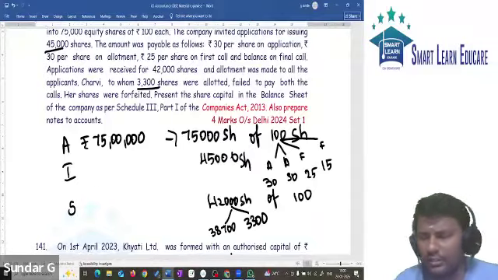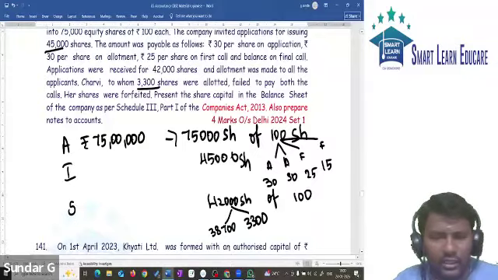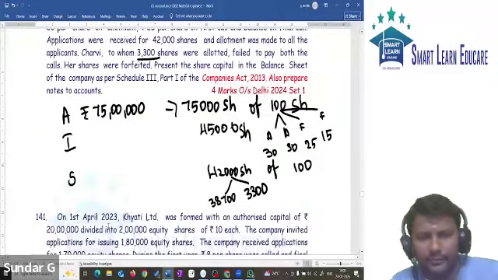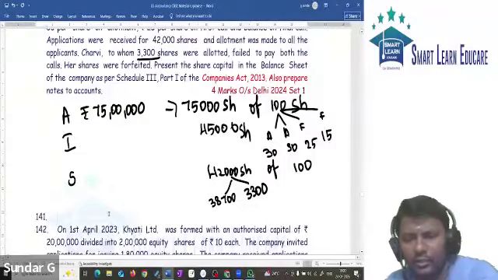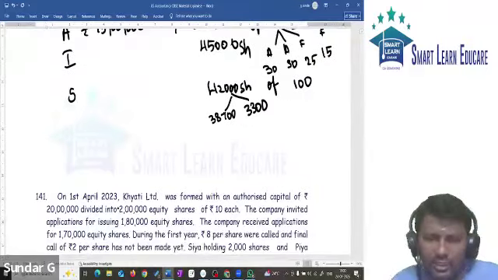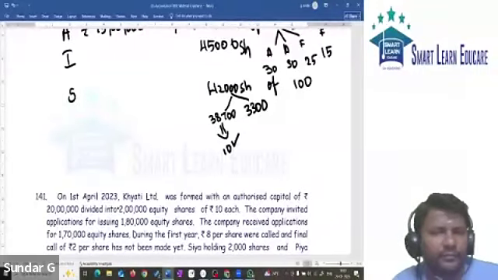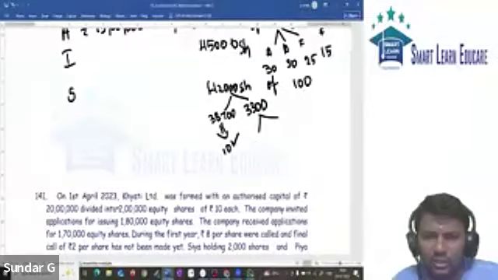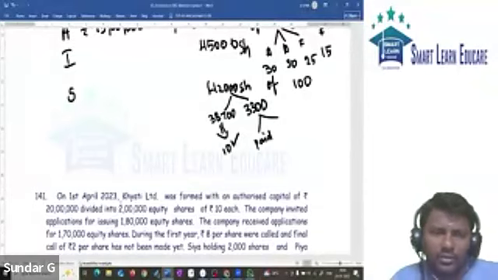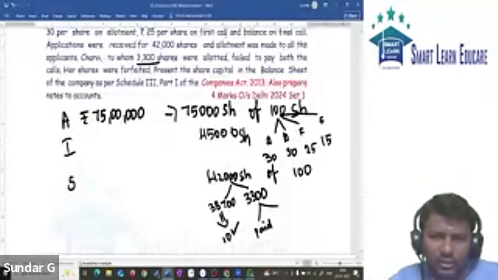Okay, in 38,700, what is paid and what is not paid? In 38,700, full 100 rupees is paid. In 3,300, what is paid? He has not paid. In 3,300, he failed to pay.